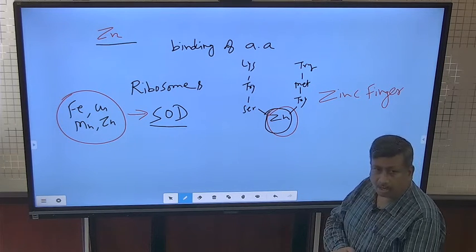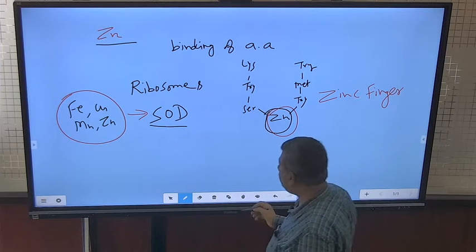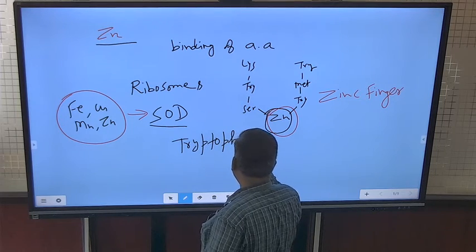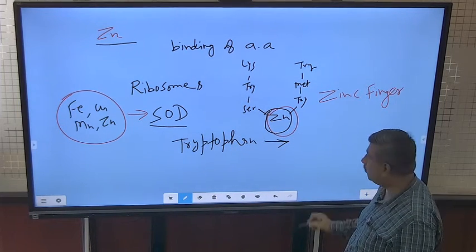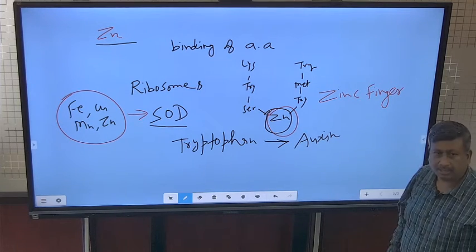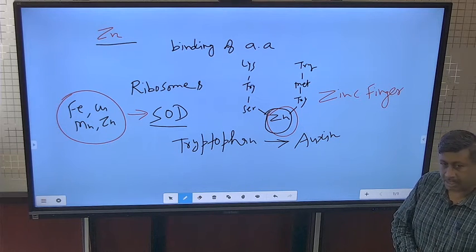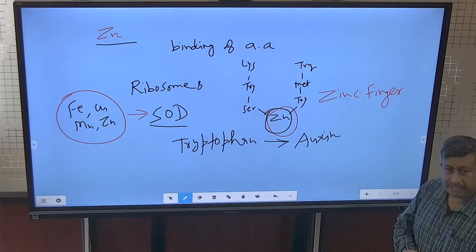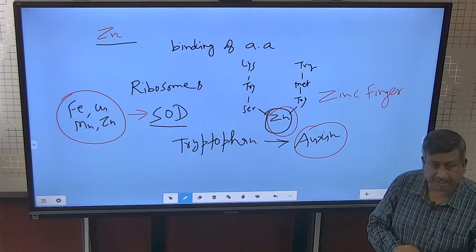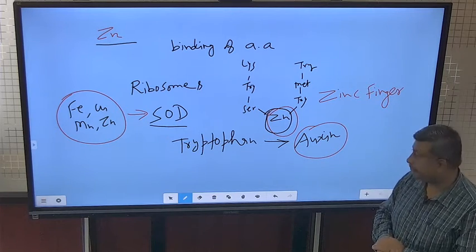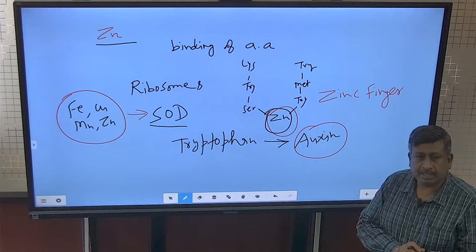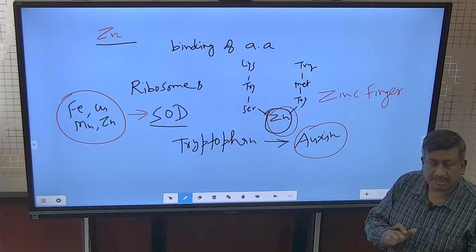Another important role of zinc is in synthesis of tryptophan, and this tryptophan is precursor of hormone auxin. This is a growth promoting hormone, and this auxin is responsible for increasing plant height. So that's why zinc is required for production of this hormone auxin. If there is a zinc deficiency, then tryptophan production will be less, then auxin production will be poor and plant remains short. So this is the reason that plant stunting occurs under zinc deficiency.